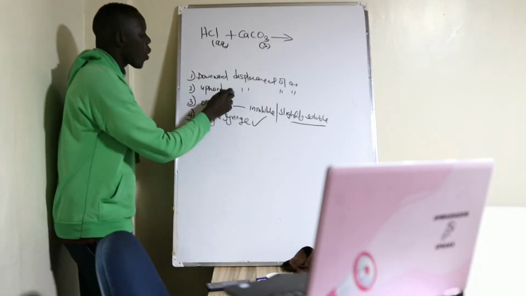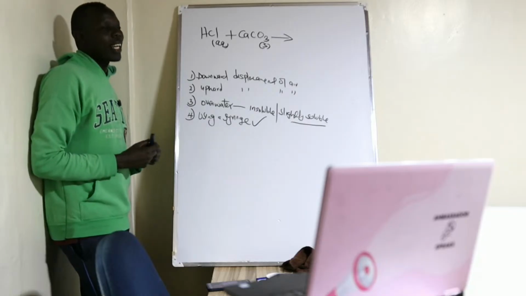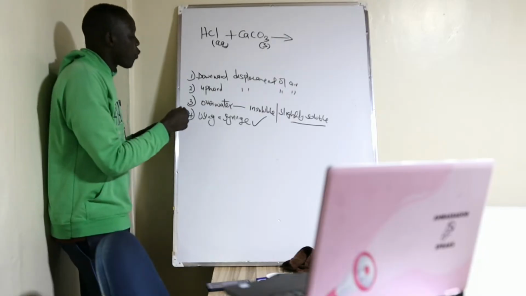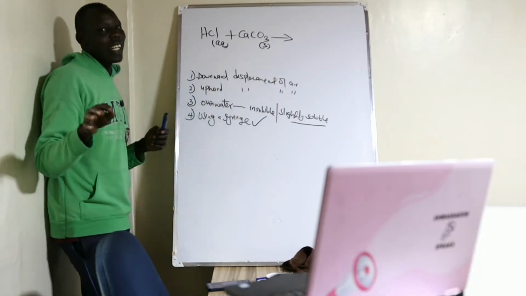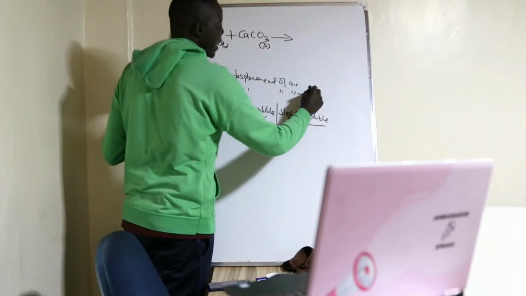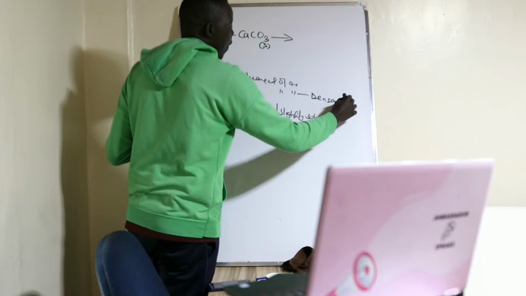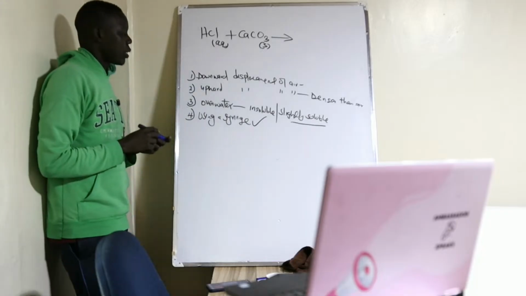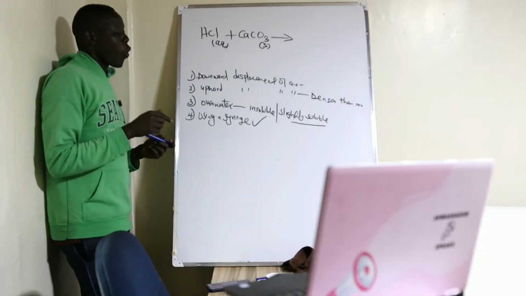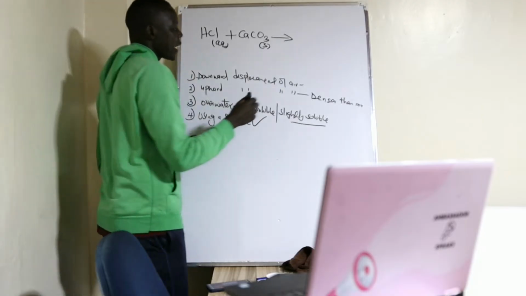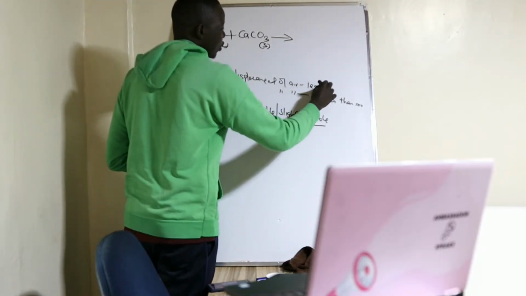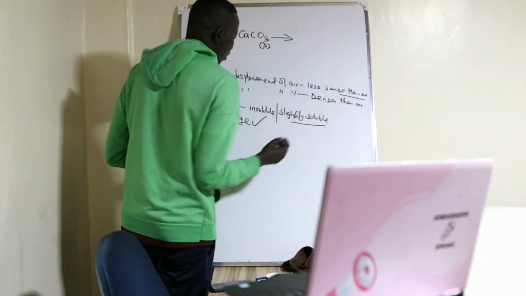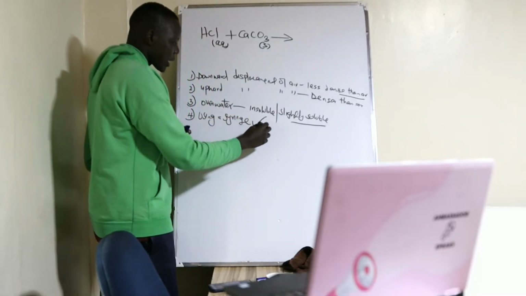Then we have upward displacement of air. If it is upward displacement of air, it is being delivered downward. So the other name for upward displacement of air is downward delivery. This one is applied when the gas is denser than air. Then we have downward displacement of air, meaning it is upward delivery. It should be less dense than air. All gases can be collected using a syringe.